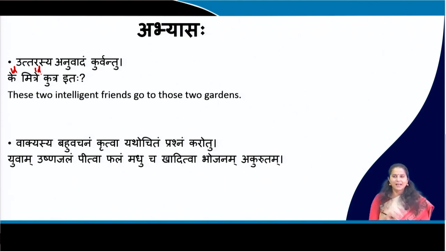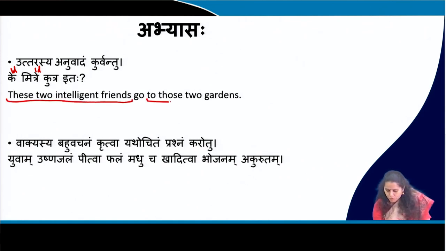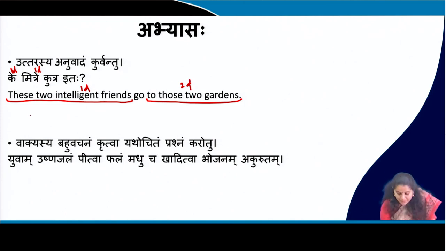Astu. But in the interest of time, I will continue atra. So these two intelligent friends go to those two gardens. So atra these two intelligent friends kim bhavati. So you would have to club that whole thing together, and those two gardens will have to get clubbed together. These two intelligent friends kim bhavati, instead of doing it independently. So these two is the prathama vibhakti and in the dual, and this is dvitiya vibhakti and in the dual. Atra kim bhavati, these two. These kim bhavati, ete.